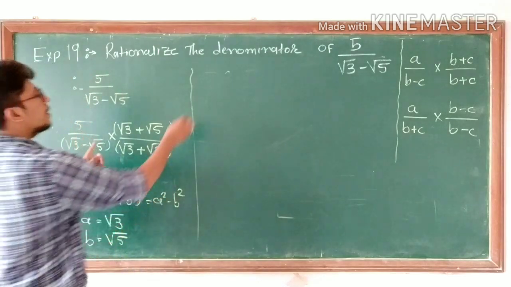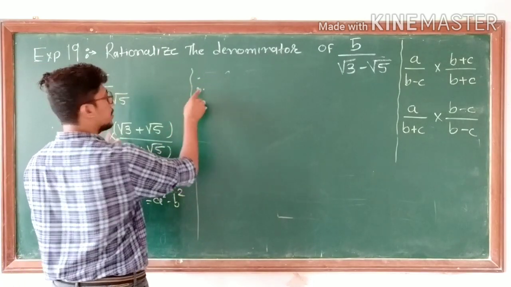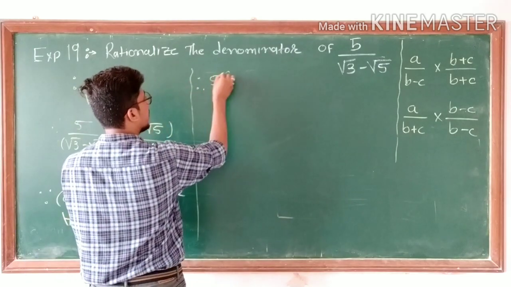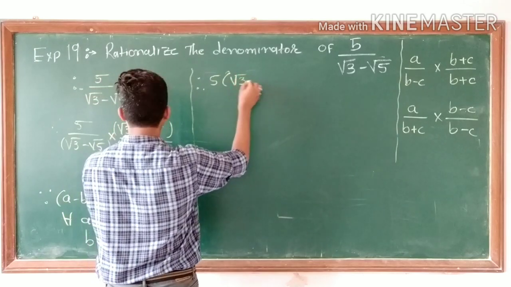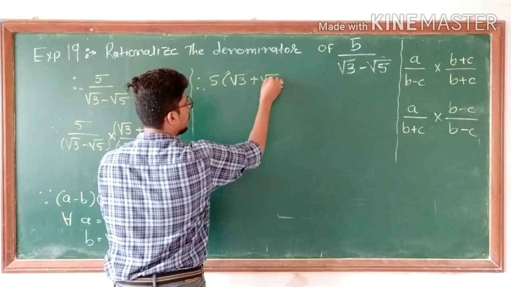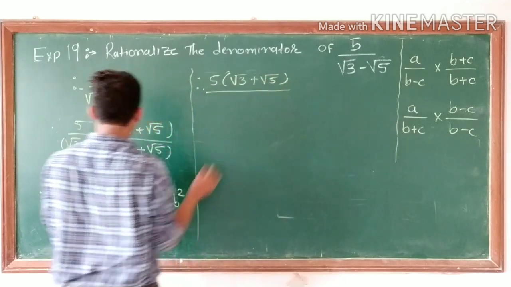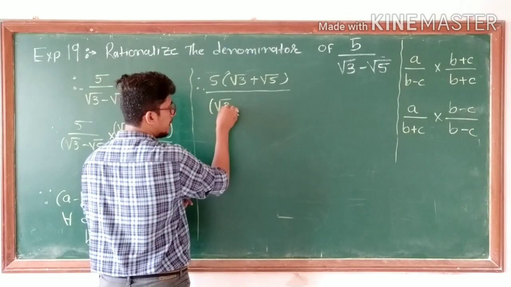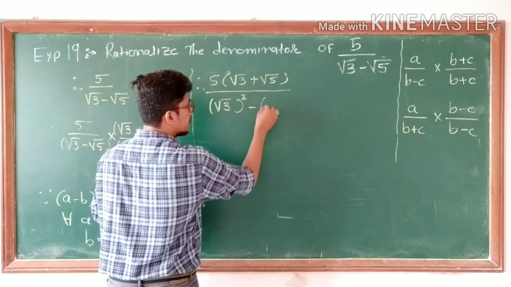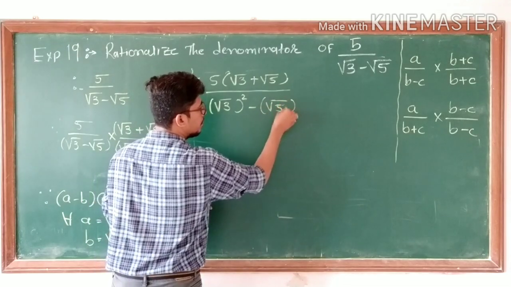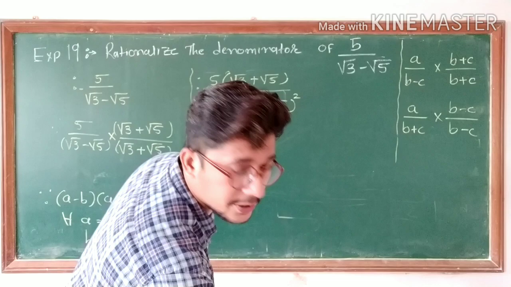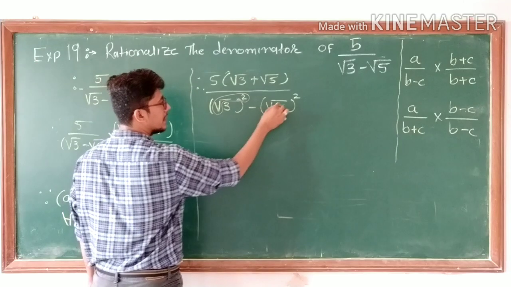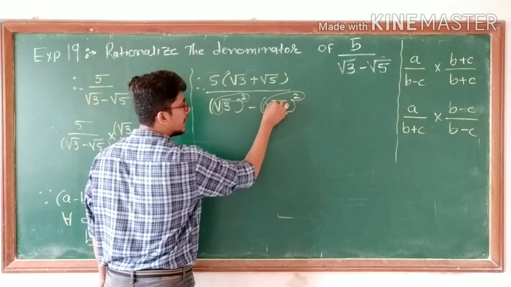So now we can write, therefore you have to write each and every step. So 5 times the bracket square root of 3 plus square root of 5, whole divided by square root of 3 whole square minus square root of 5 whole square. We know that square and square root will get cancelled. So this square and square root will get cancelled. Here also square and square root will get cancelled.